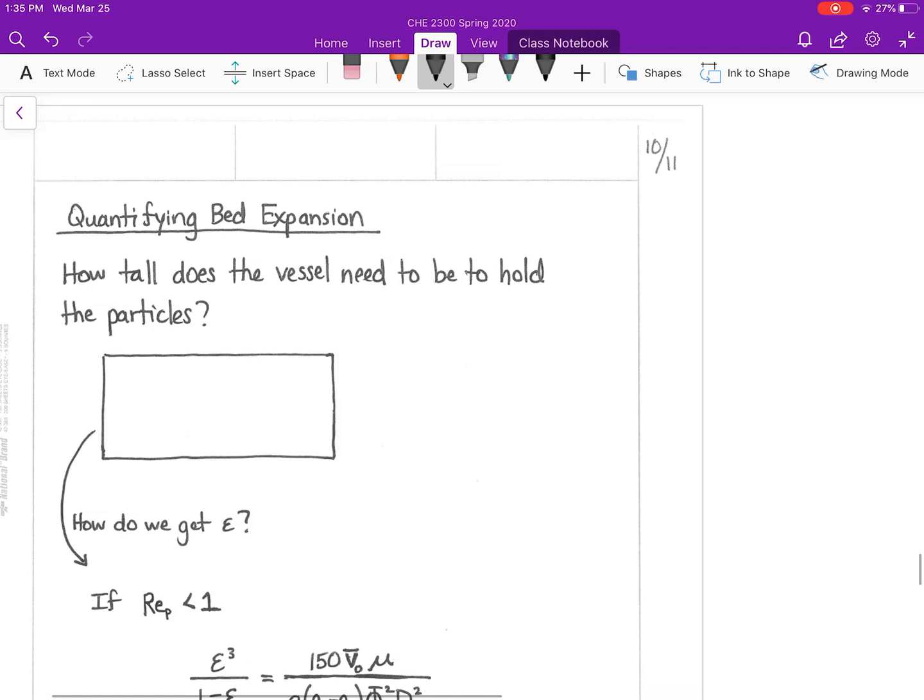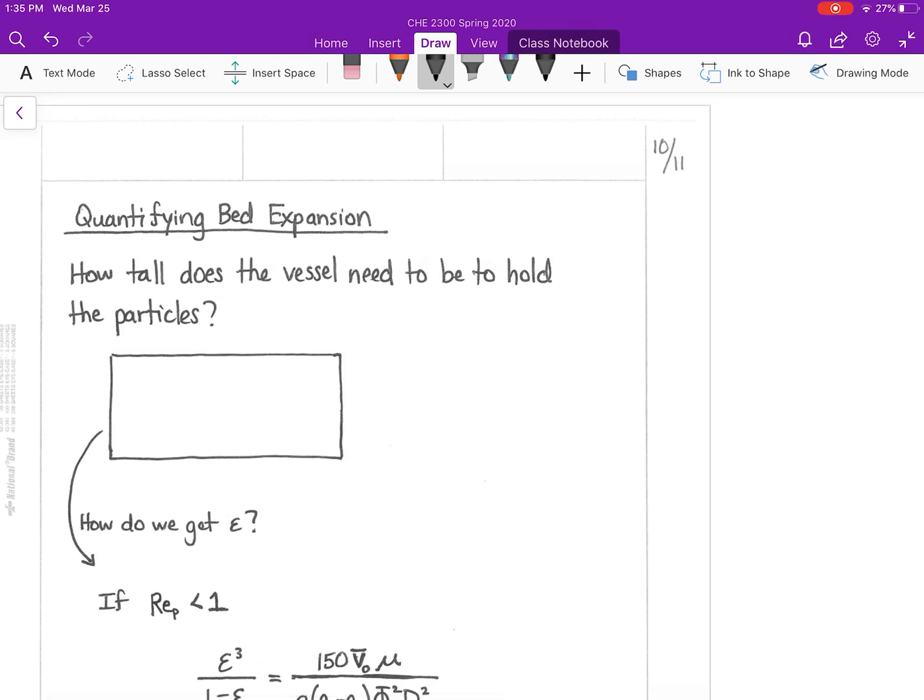Okay. The last thing I want to talk about is how to actually quantify or measure or calculate, I should say, bed expansion. The question I have at the top of the page, how tall does the vessel need to be to hold the particles? Right, you have what's called particle attrition, meaning that you can blow particles out of the top of your column. Once you do that, those particles are no longer useful to you. In most cases, you could have a case where you have something like catalytic cracking, where you want that circulation of particles between one vessel and another. But a lot of times, all you're trying to do is fluidize those particles within a single column.